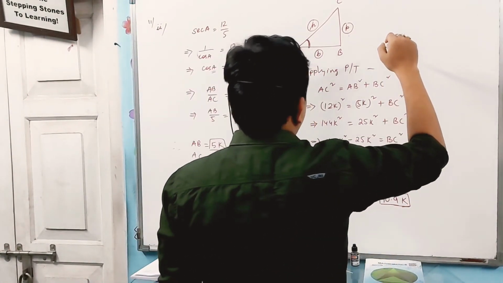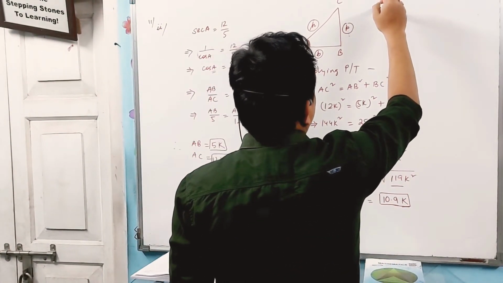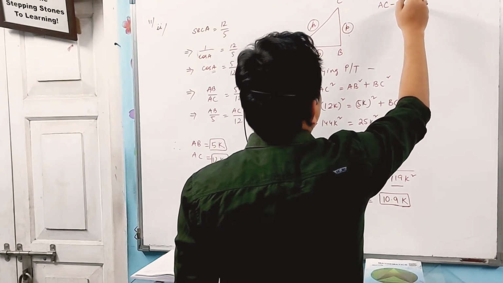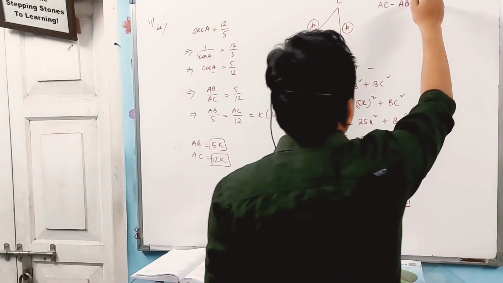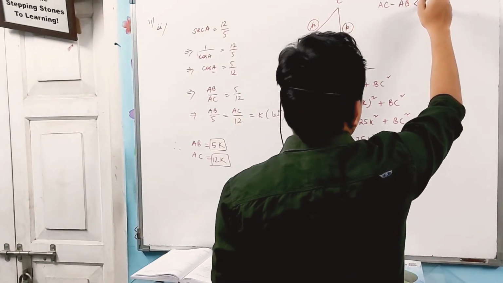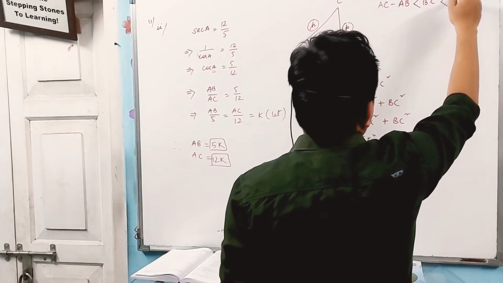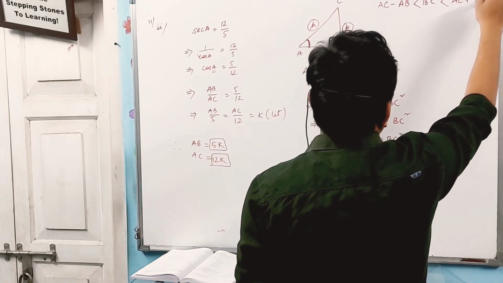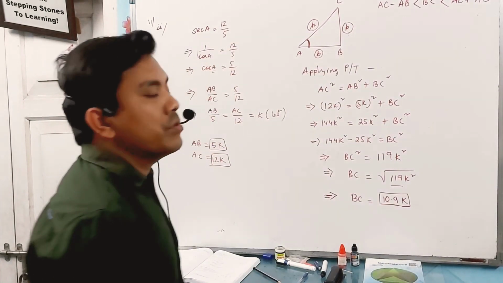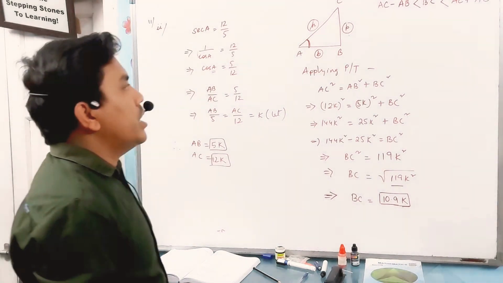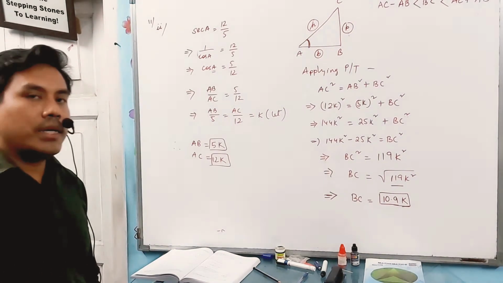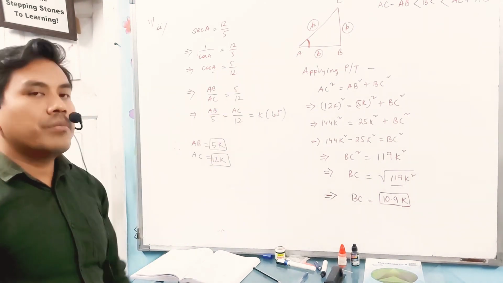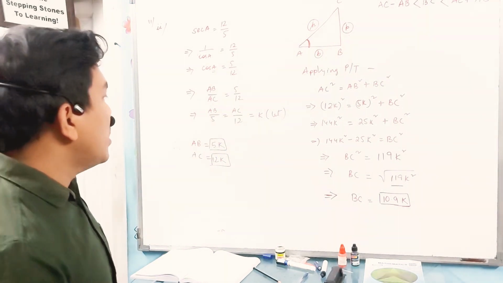We have to check whether AC minus AB, and AC plus AB. We have to check whether BC lies between AC minus AB and AC plus AB. If it lies, then we can say that triangle ABC can be formed. Now what is AC here?